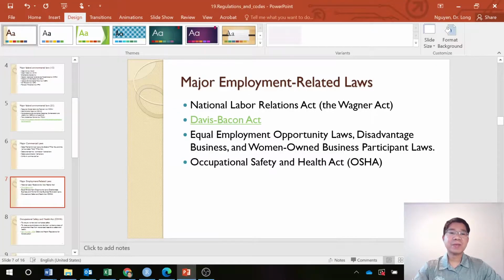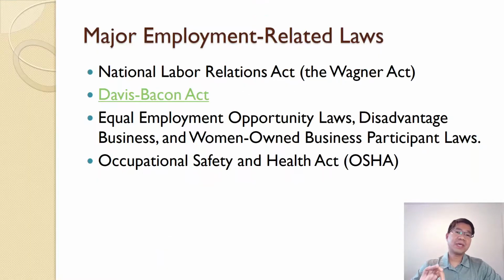So Davis-Bacon established the minimum wage for the federally funded project, and it's customized for different areas, because a project in New York is more expensive compared to our area, Fort Myers, Lee County. So that has to be determined based on the location.